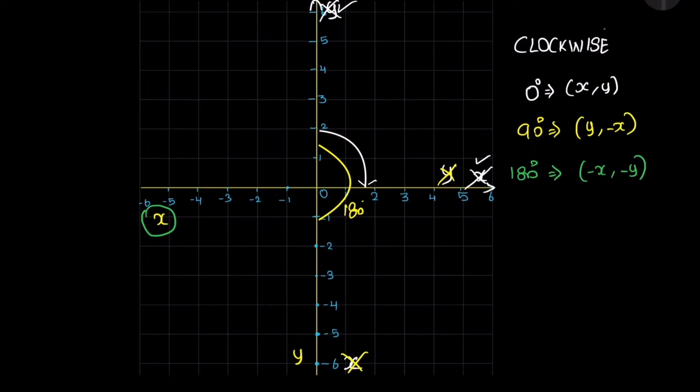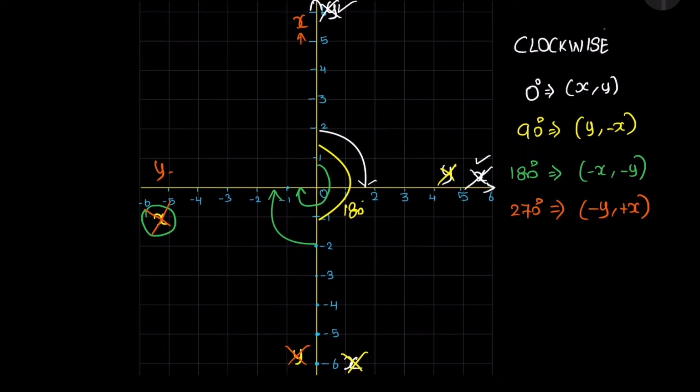Now 270 degree. From this location, again moving 90 degree. Now this x is shifting to here and y is moving to this location. What is the position value? At 270 degree clockwise, the position of x is minus y and the position of the y-axis is positive x.